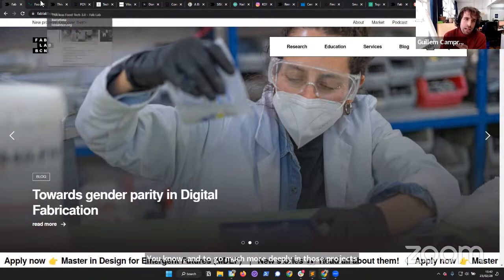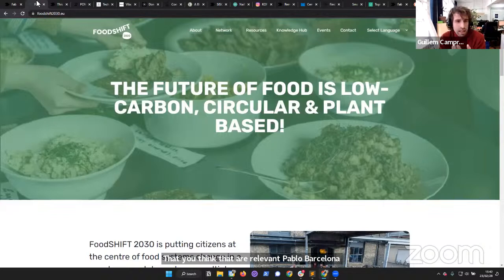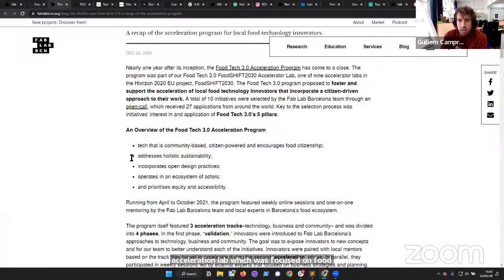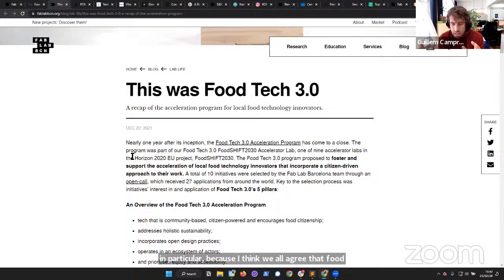Fab Lab Barcelona has been part for many years, I think almost four, of the Food Shift project, a European research project aimed at the transition from a meat-based diet to a much more plant-based diet, where most of the sources of protein we obtain come from plants. In this context, we decided to create the Food Acceleration Lab, which was focused on food technologies in particular, because I think we all agree that food technologies, the way they are mostly seen, are aimed at maintaining the status quo in the food supply system as we know it today, right?